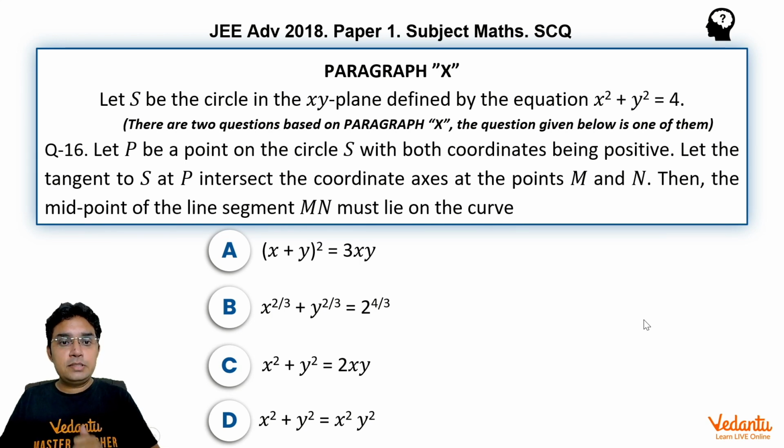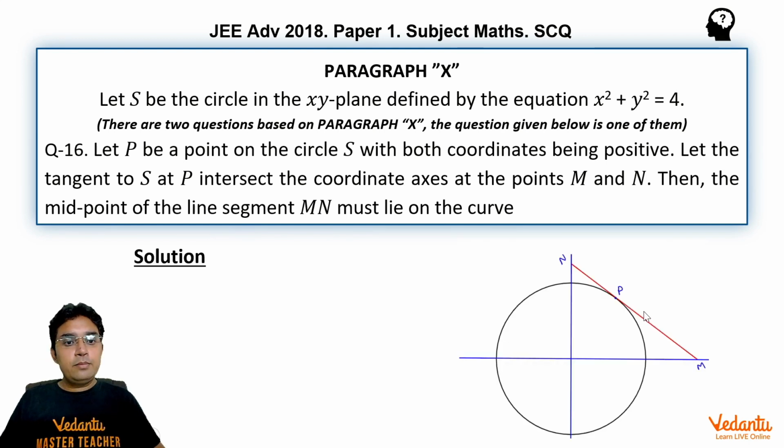Let S be the circle in xy plane defined by equation x square plus y square equal to 4. Let P be a point on the circle S with both coordinates being positive. Let the tangent to S at P intersect the coordinate axis at points M and N. Then midpoint of the line segment MN must lie on the curve. We are given option A, B, C, D. Let us first solve it, then we will check which is correct option.